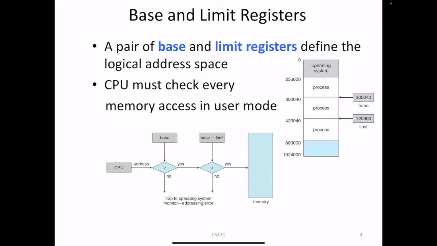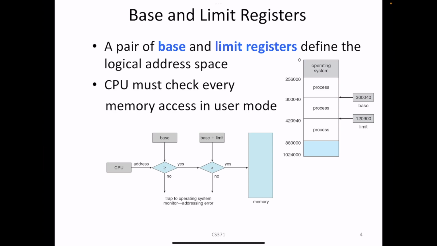To this end, we define the base and limit registers. The base is the starting address of the memory block assigned to this process. And the limit is used to remember how large the memory block assigned to this process is. Based on these two registers, the CPU can check every memory access in user mode, which means checking whether this memory access is valid or legitimate or not.